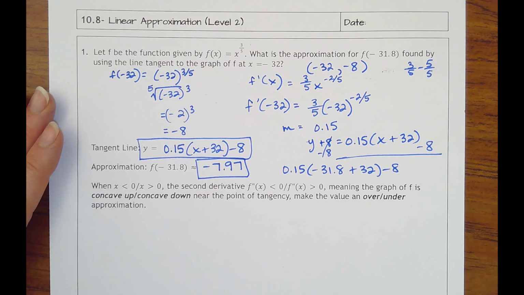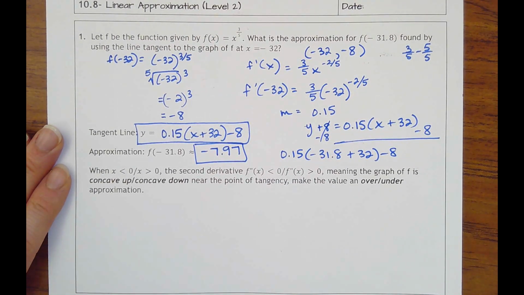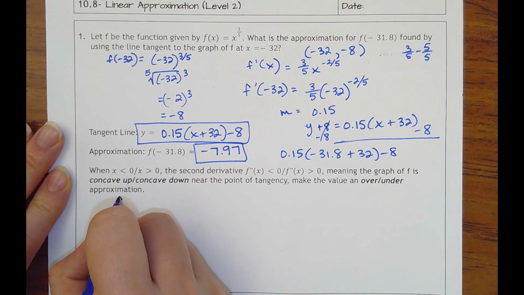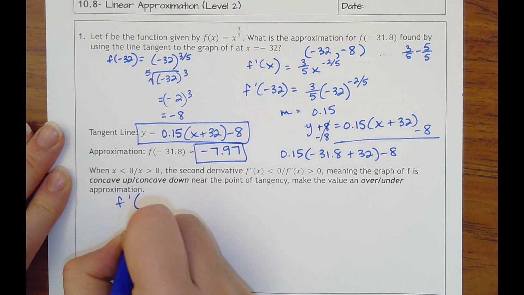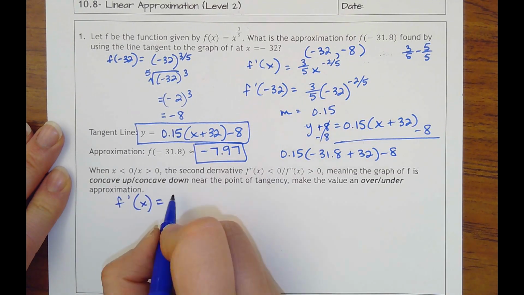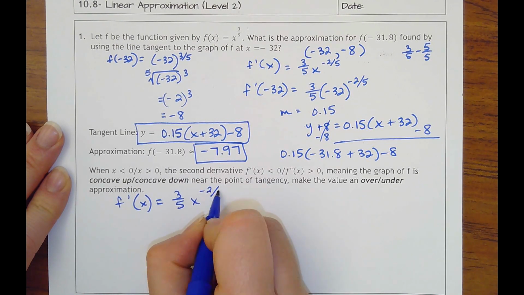When x is less than 0 or greater than 0, the second derivative f double prime of x is less than 0 or greater than 0. So we're going to take this a step further and talk about the second derivative, because second derivative, remember, tells us about concavity. So I'll write my first derivative here again. It was right there. 3/5 times x to the negative 2/5 power.